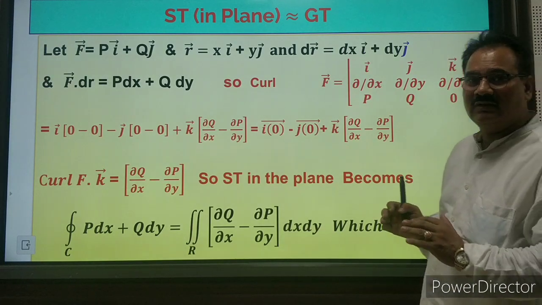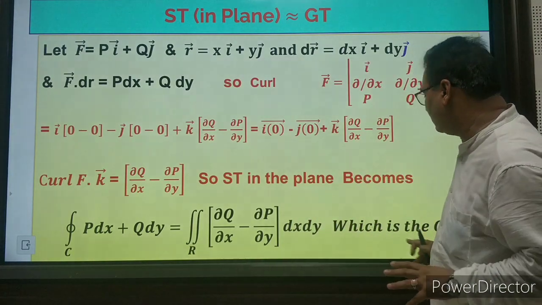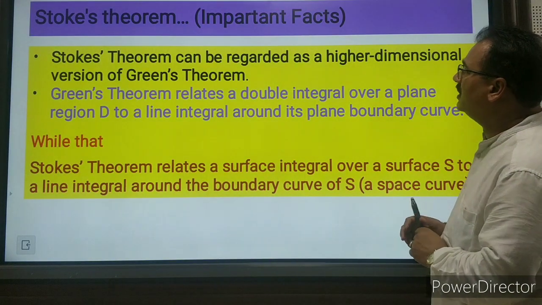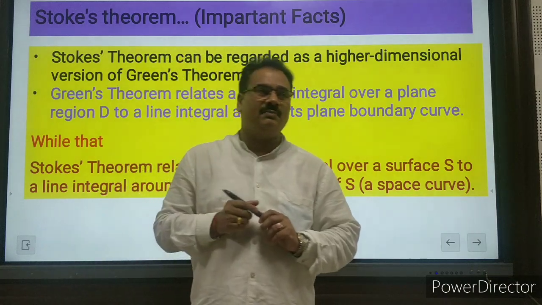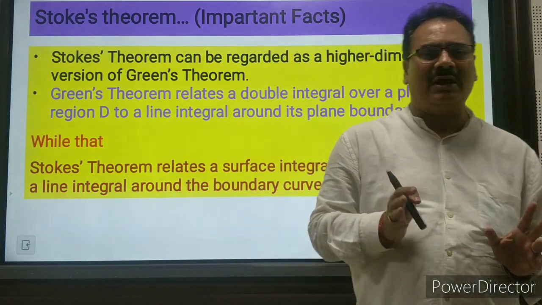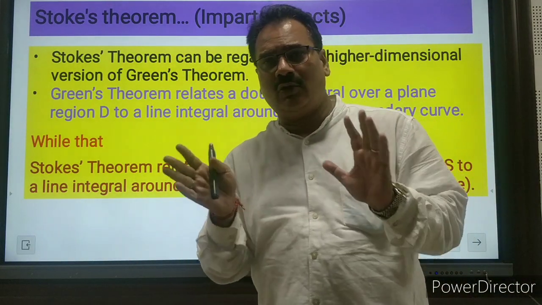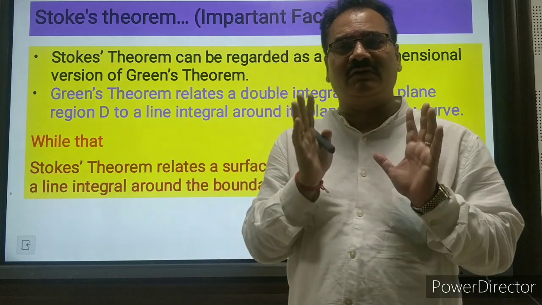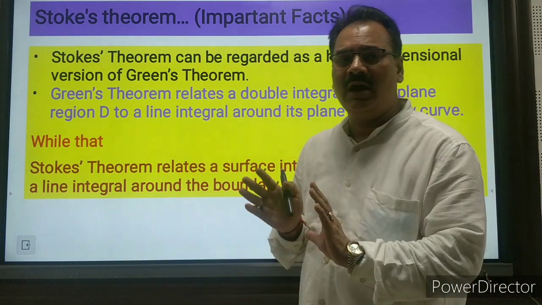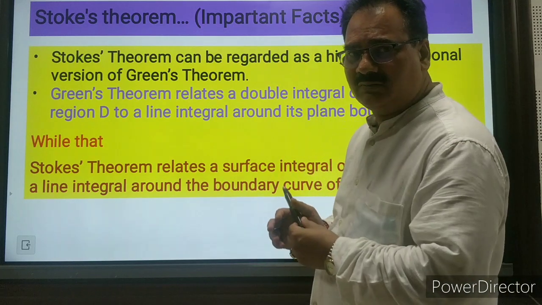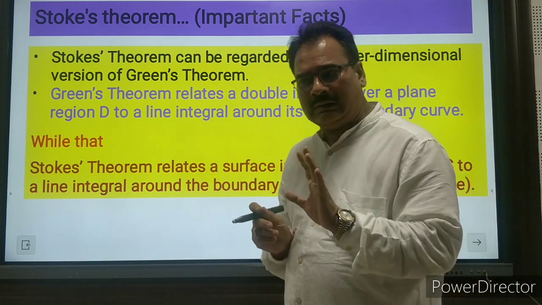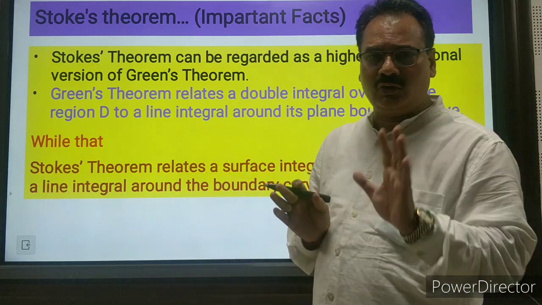Okay, so in this way you have established that this is nothing but Green's theorem. Now, the important facts about Stokes theorem: as I said, for engineering students the proof is not required, so I am not going to address the proof part of Stokes theorem. We will discuss only how to verify Stokes theorem, and some more problems may be asked. But there is no proof of Stokes theorem that I am going to present.